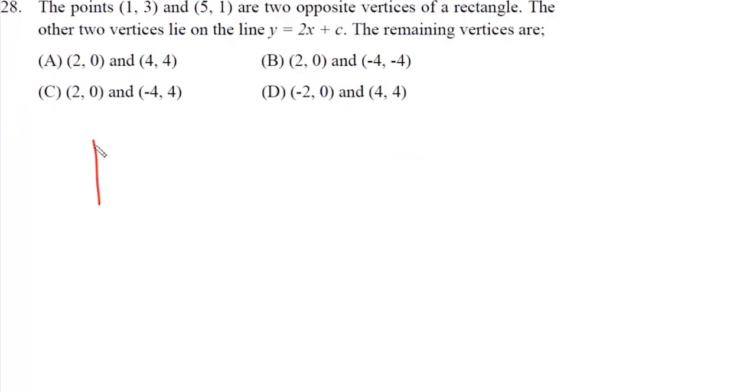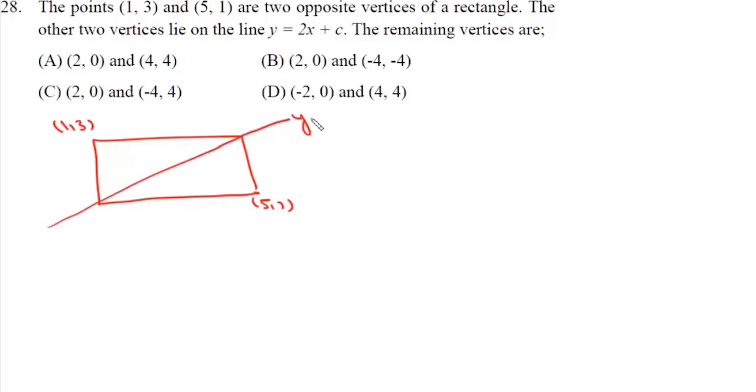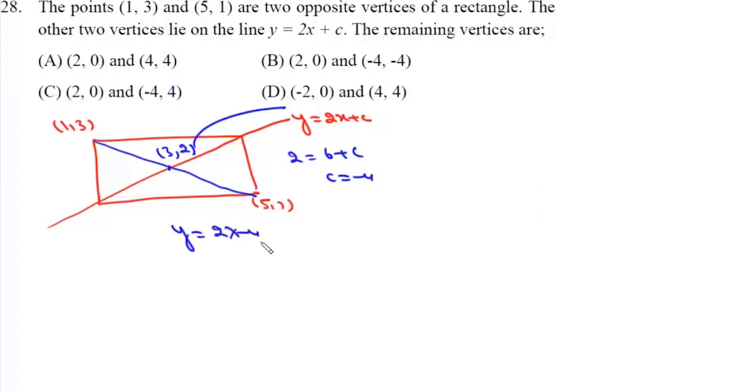Now here we're given a rectangle whose 2 vertices are (1, 3) and (5, 1), and the other 2 vertices lie on the line y = 2x + c. We need to find the remaining 2 vertices. Now we know that the midpoint of this diagonal will lie on this other diagonal. So this midpoint will be (3, 2), and if we put the values of x and y, we'll get 2 = 6 + c. The value of c is minus 4. So this line is y = 2x − 4.